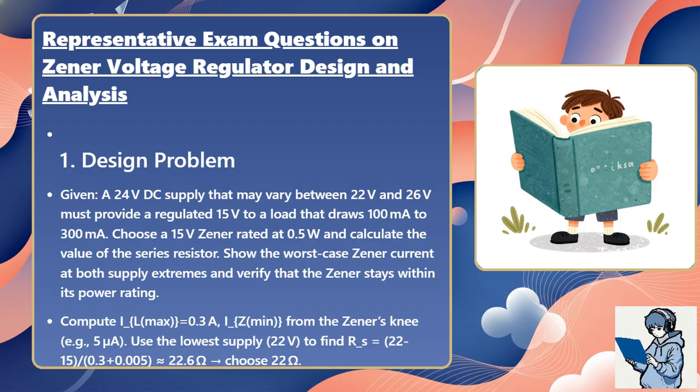Compute I sub L max equals 0.3 amps, I sub Z min from the Zener's knee, for example 5 microamps. Use the lowest supply 22 volts to find R sub S equals open parenthesis 22 minus 15 close parenthesis divided by open parenthesis 0.3 plus 0.005 close parenthesis approximately 22.6 ohms, then choose 22 ohms.